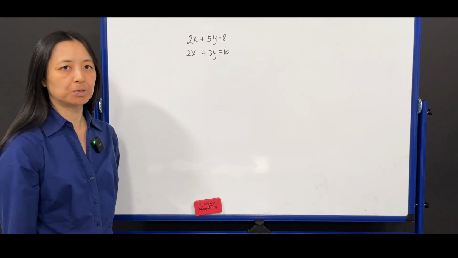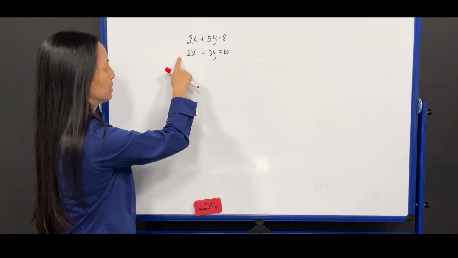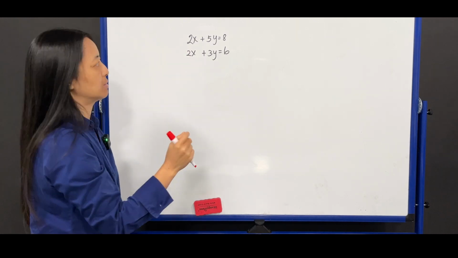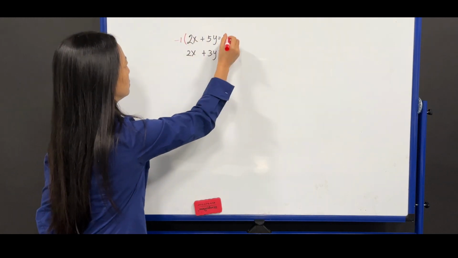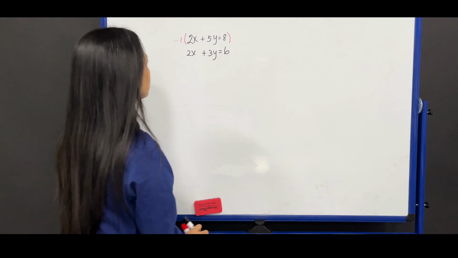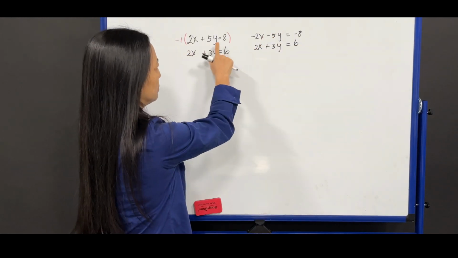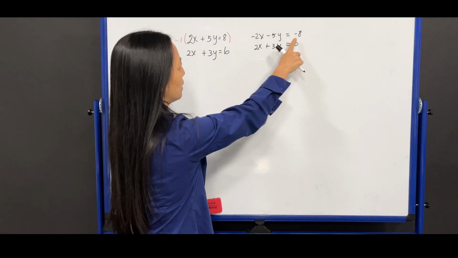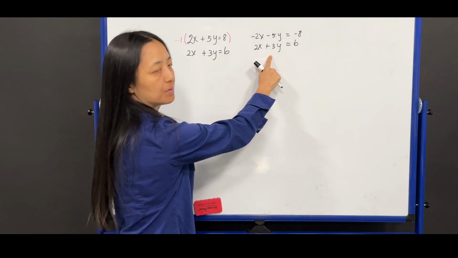Let's take a look at our first problem. We have 2x in both of the equations. We need one of these equations to have a negative 2x. So I'm going to multiply the first equation by negative 1. The negative 1 will distribute to each of the terms and give us negative 2x minus 5y is equal to negative 8. And this is the same equation that I've already written over here.